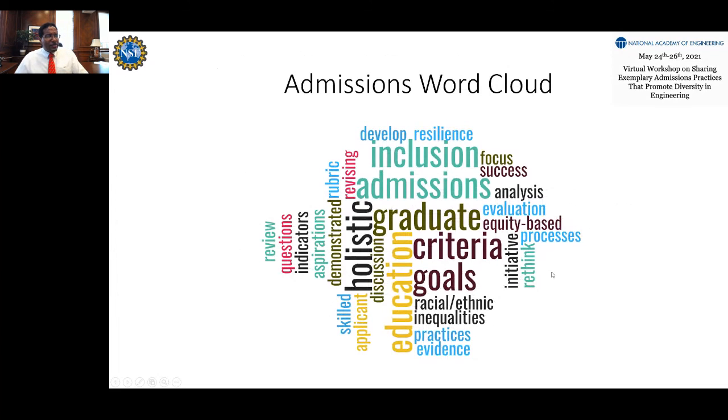So if you boil all this up, what have we been doing over this last couple of days? I decided to create a word cloud, which talks about many of the issues that we've been trying to get at: holistic admissions, inclusion, equity-based practices, evidence. Most of the things that we discussed are in this word cloud, and there's still lots to parse through in our admissions processes and policies at our institutions. But I think this workshop was a good start in this discussion.